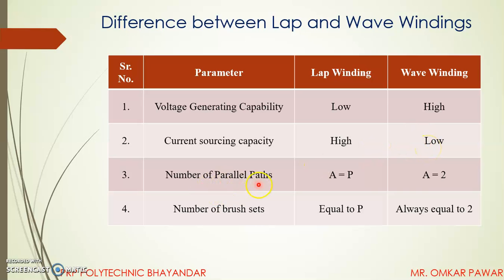The number of parallel paths in lap winding, A, is equal to the number of poles, P. But in wave winding, the number of parallel paths is always 2. The number of brush sets in lap winding is equal to P, and in wave winding it is always equal to 2.